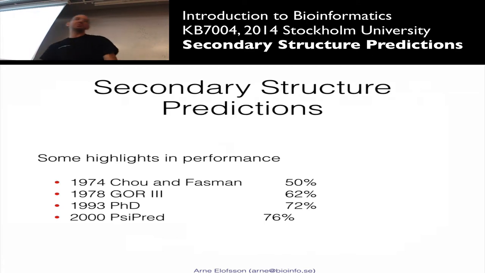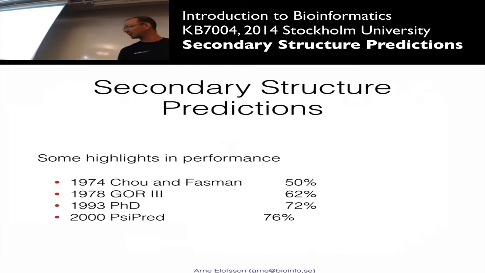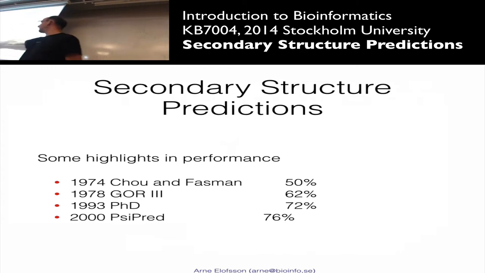There was always almost a big fight to get up to 70%. PHD was the first method that really broke 70% clearly. That got 72, and it would probably do 74, 75 today, because it has more sequence data. SciPred does 76, and is probably up close to 80. So we are somewhere at 80% accuracy.